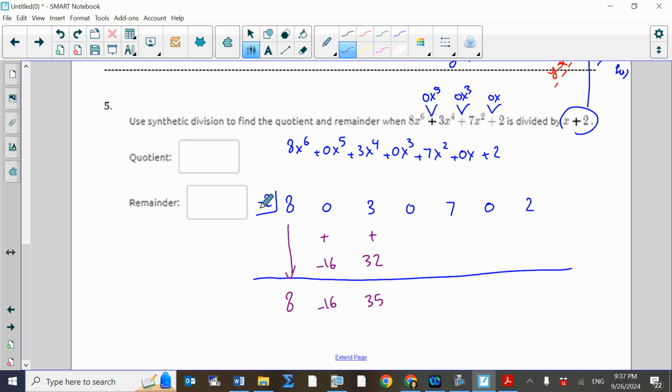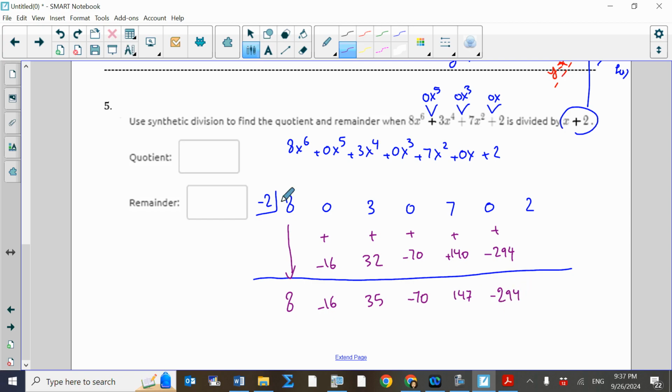Multiply 35 by the corner number again. That's negative 70. Add them together. This is equal to negative 70. Negative 70 times negative 2 is positive 140. Add them. 7 plus 140 is 147. 147 times the corner number, negative 2, that's equal to negative 294. Add these together. 0 plus this number is just negative 294.